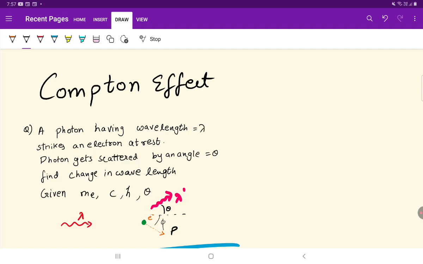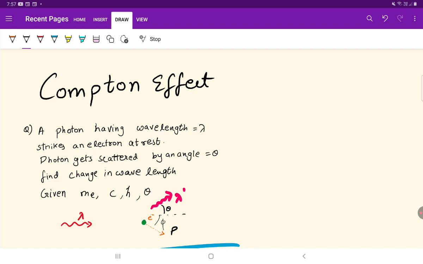In today's video, we'll be discussing the concept of the Compton effect from the topic of modern physics. Well, this question I have taken is actually based on the Compton effect, okay? And this is a probable JEE Advanced question which can be asked in future JEE Advanced, okay?